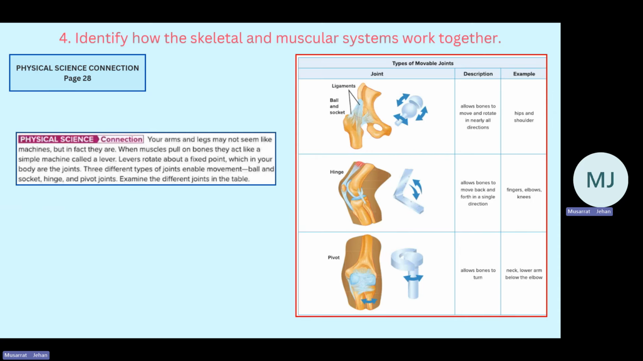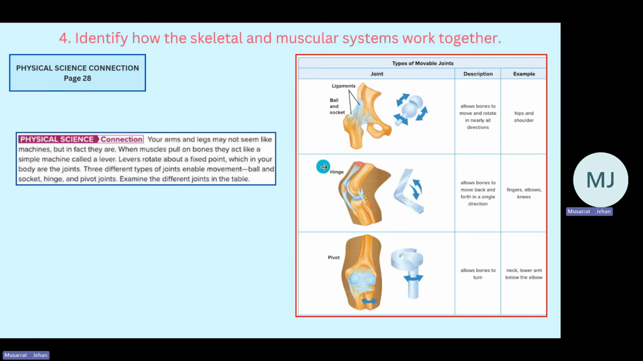So 3 different types of joints are there. You need to remember here the 3 types of joints. Familiarize yourself with the figures about the 3 joints. This is a ball and socket joint. It allows bones to move and rotate in nearly all directions. This is the description about it, and we find it in hips and shoulder.